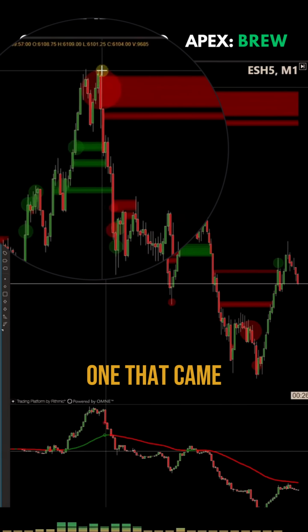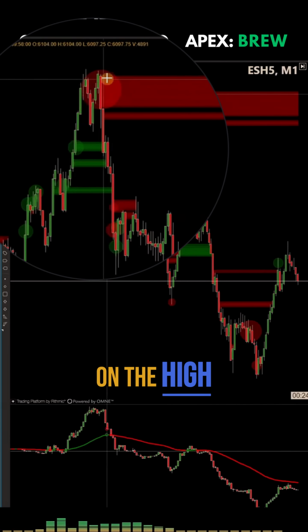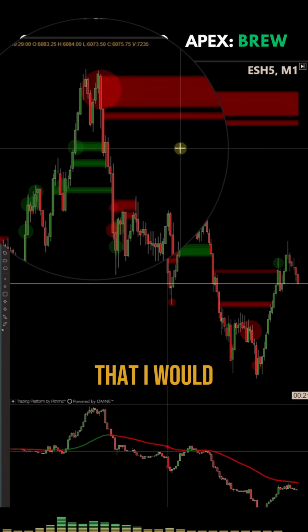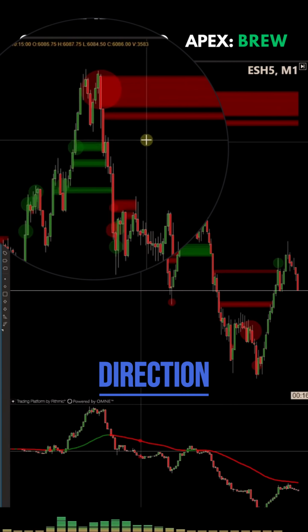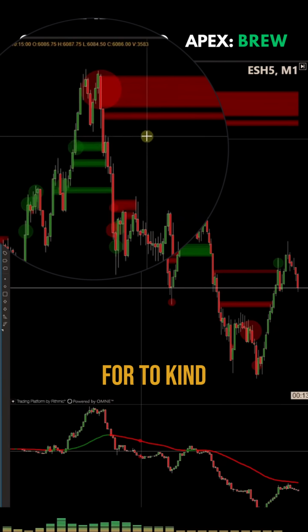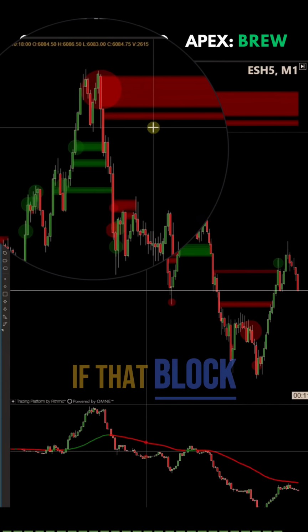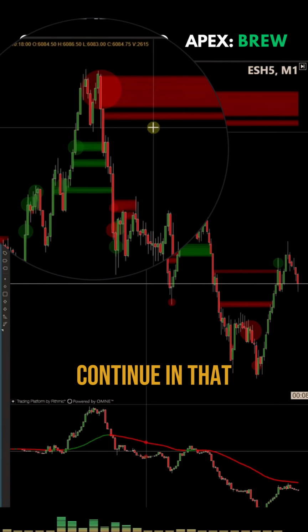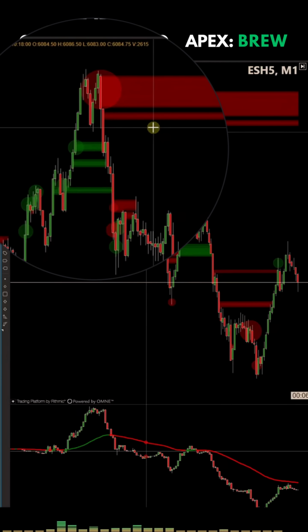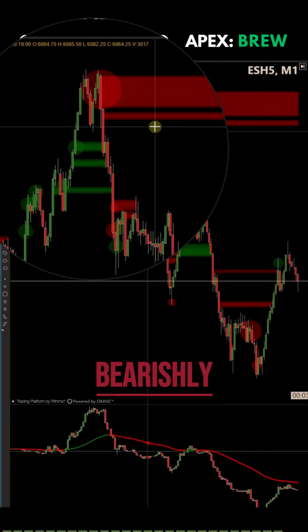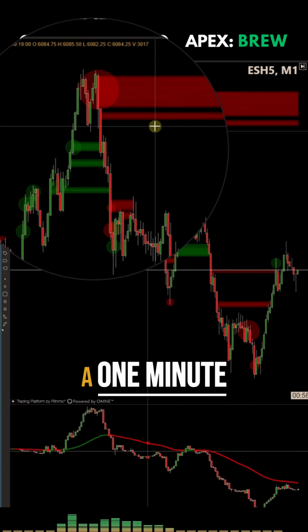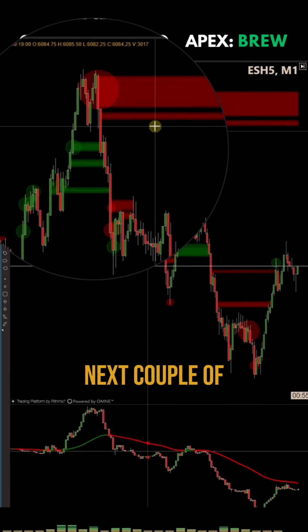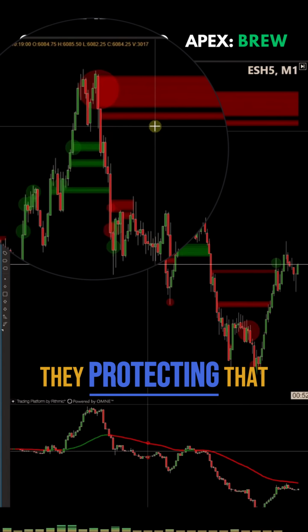And for this one that came in around 10 o'clock here on the high, this would be a block trade that I would consider an initiative block, a block that actually wants to go in that direction. So what you want to look for to determine if that block wants to continue in that traded direction, in this case a bearish block, so it wants to continue bearishly, is the next couple of minutes. If you're using a 1 minute chart, you want to wait for that next couple of minutes and see, are they protecting that block trade?